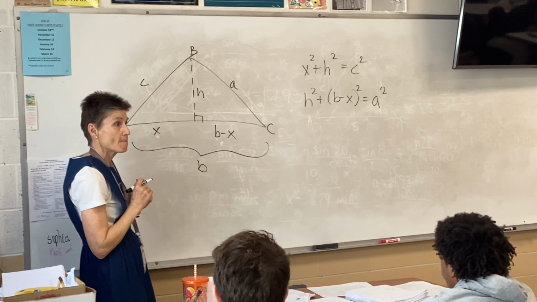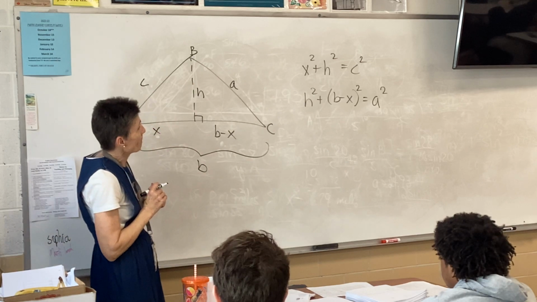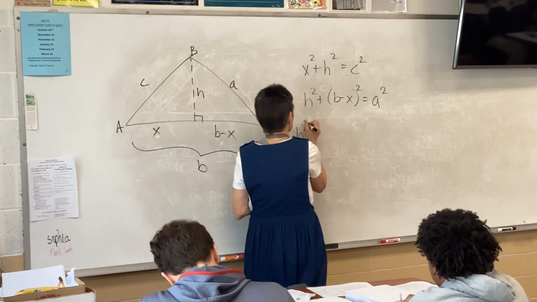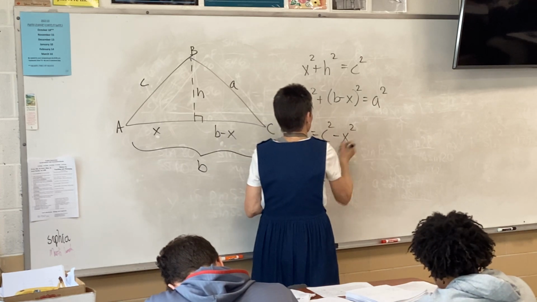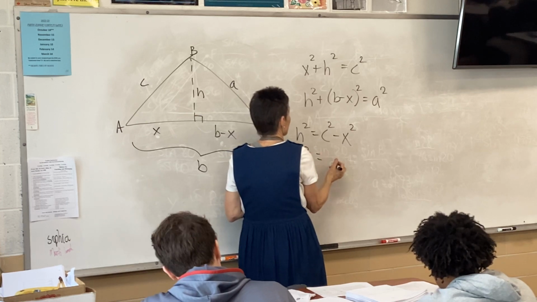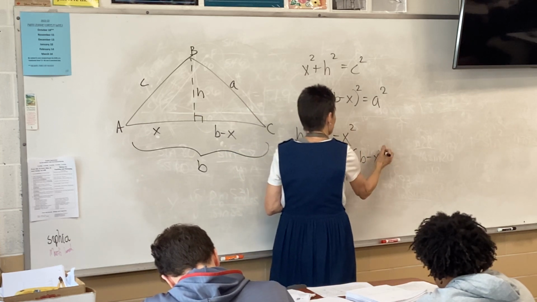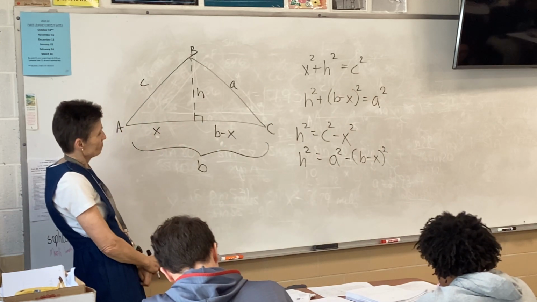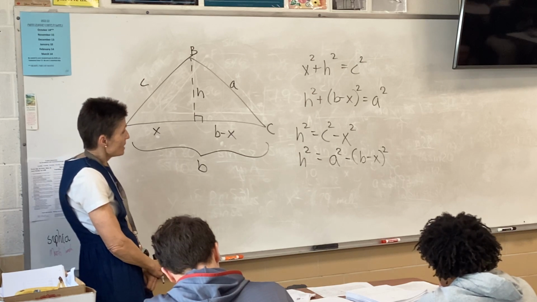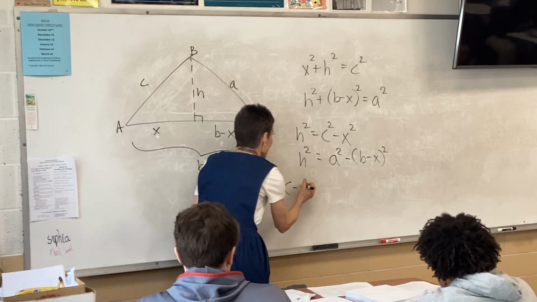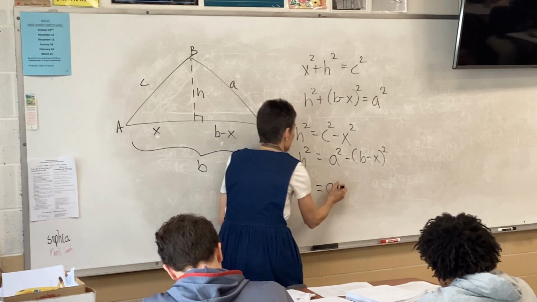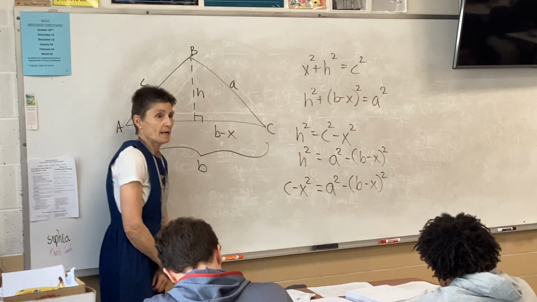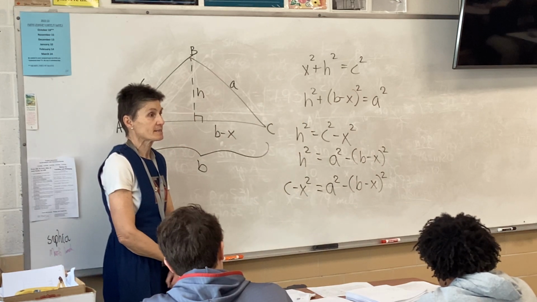Look okay? Now, what do they both have in common? h squared, so let's solve for h squared. So h squared equals c squared minus x squared. And h squared equals a squared minus (b minus x) squared. So c squared minus x squared equals a squared minus (b minus x) squared. Now, is everybody following along? This is pretty basic stuff.